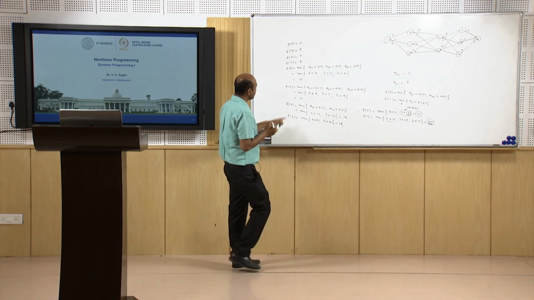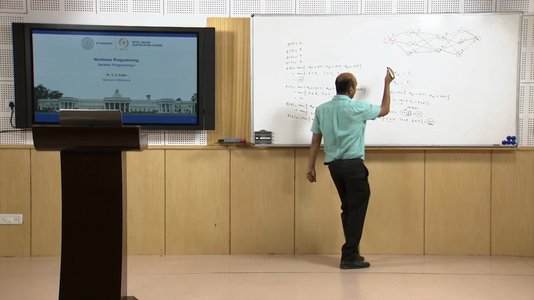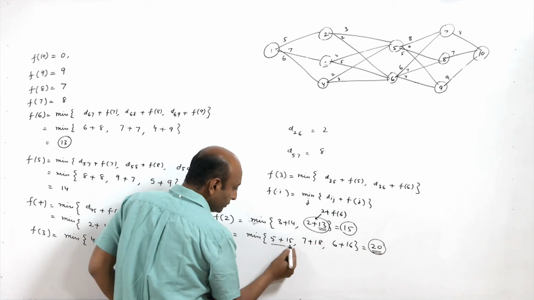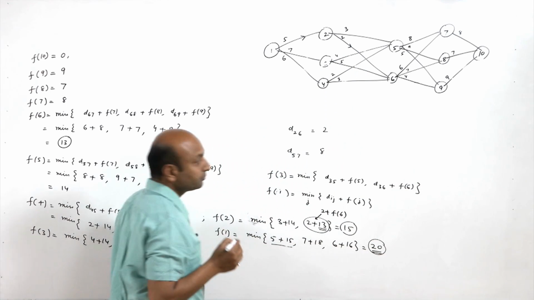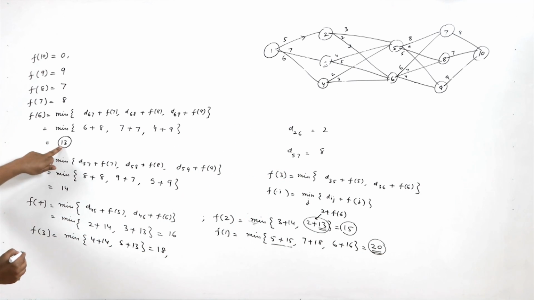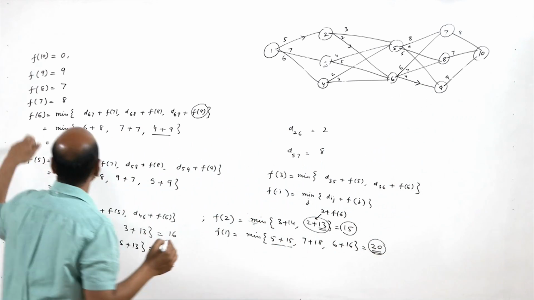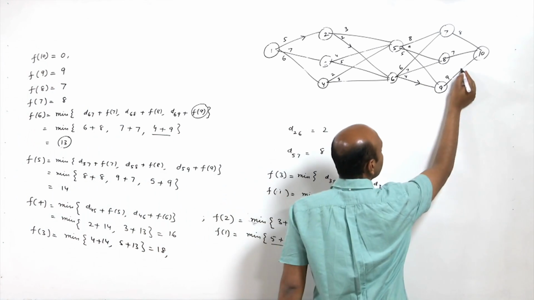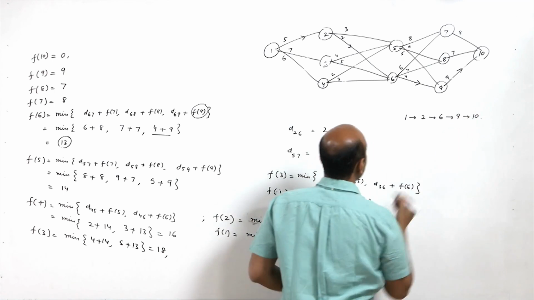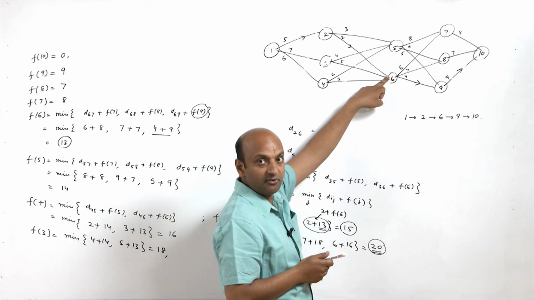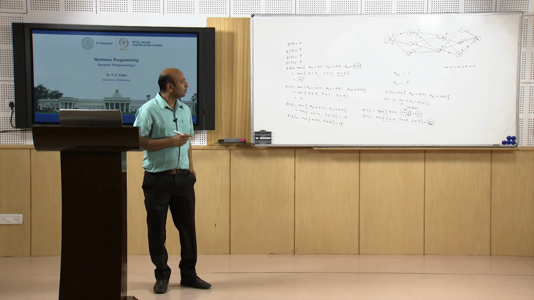Now come to F6. F6 is 13, and it comes from F9. So first we move from 1 to 2, then from 2 to 6, from 6 to 9, and from 9 to 10. There is only one path. If you take this path, it is 5 plus 2 is 7, 7 plus 4 is 11, 11 plus 9 is 20. So the minimum path length is 20, and the path is 1 to 2, 2 to 6, 6 to 9, 9 to 10.